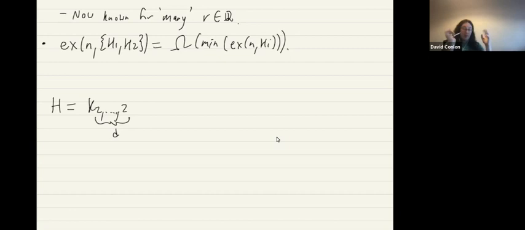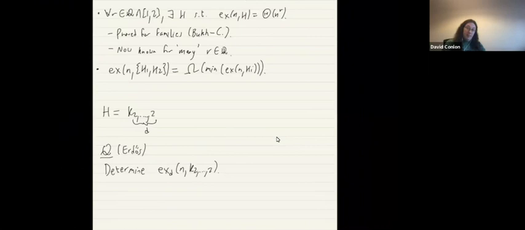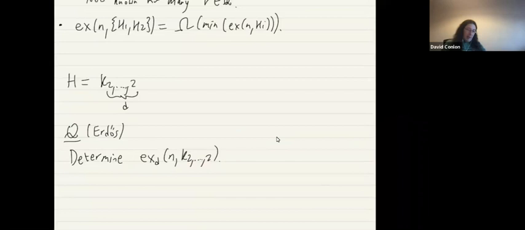All right, and the question we're going to be interested in really does go back to a paper of Erdős: determine the extremal number for d-uniform hypergraphs of n, K_{2,2,2,...,2}, and I'll just assume, obviously, that 2 occurs d times there. All right, so this is a classic question.